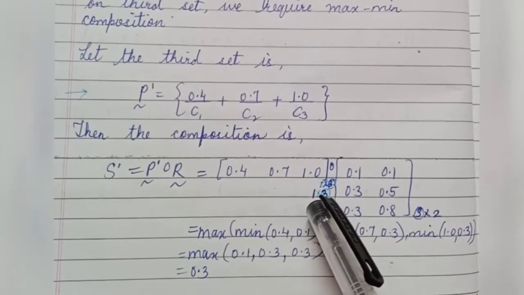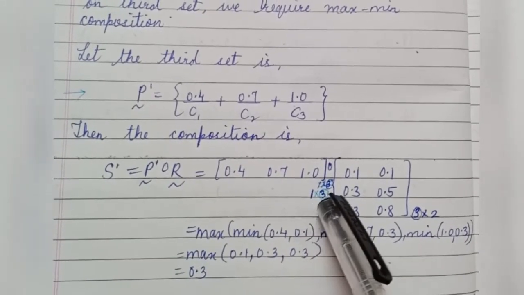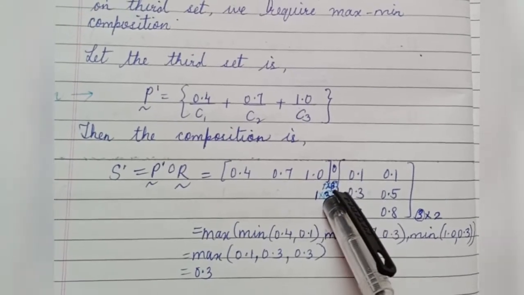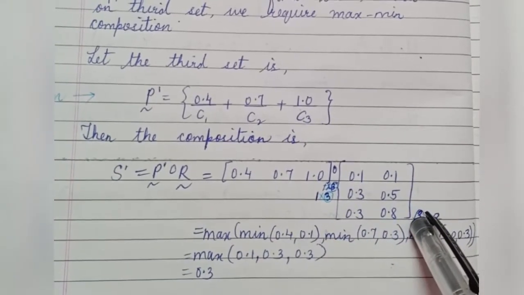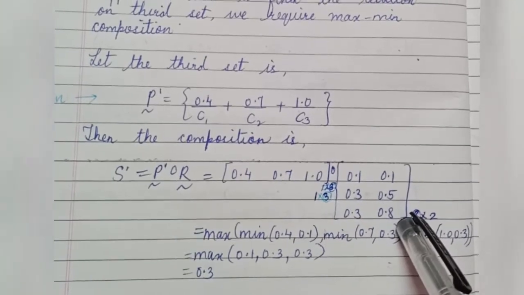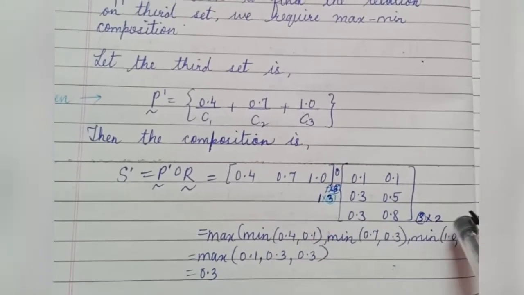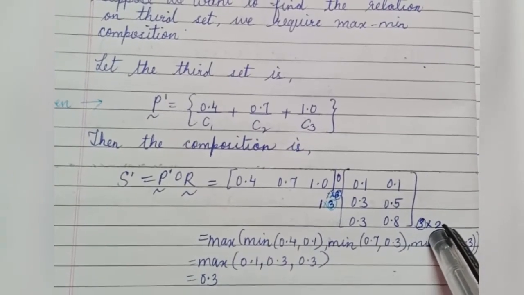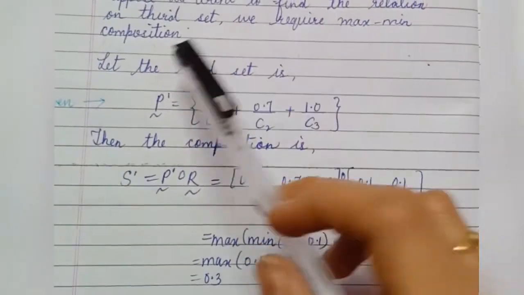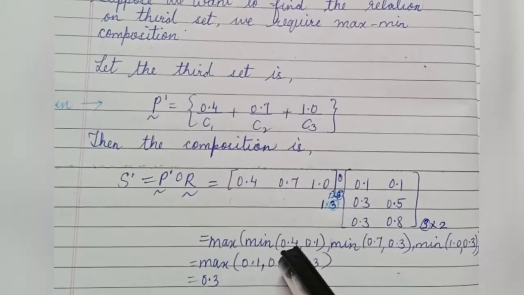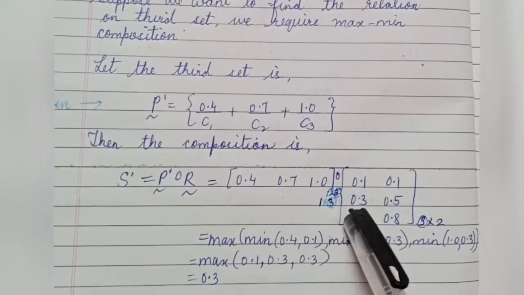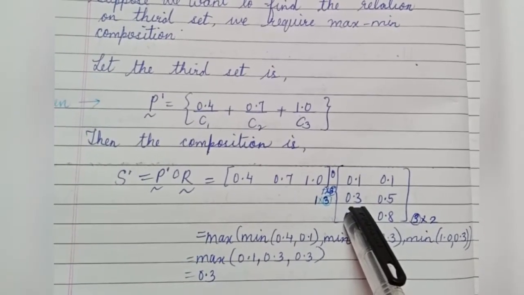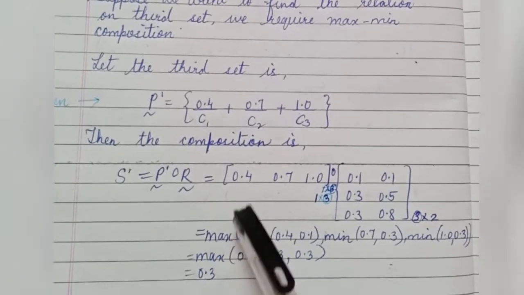Here you can see 1 is the row, 3 is the column. Here 3 is the row and 2 is the column. So the column of the first matrix and the row of the second matrix should be the same, that is 3, 3. So the final result will be 1 into 2. Now let's calculate the relation on the third set by max-min composition. Consider the first row and the first column of the second matrix. Here we'll use max-min composition. So first write max, then write min.